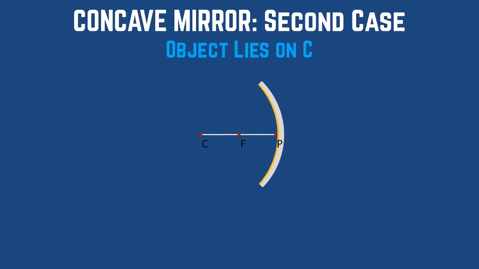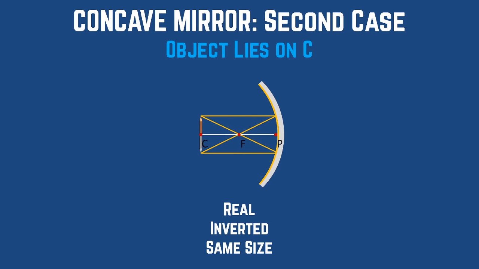The second case is when the object lies on the center of curvature. The first ray we will choose will be parallel to the principal axis and will pass through the focus, and the second ray will pass through the focus and get reflected back parallel to the principal axis. As you can see, the image is real and inverted, but is the exact same size as the object.